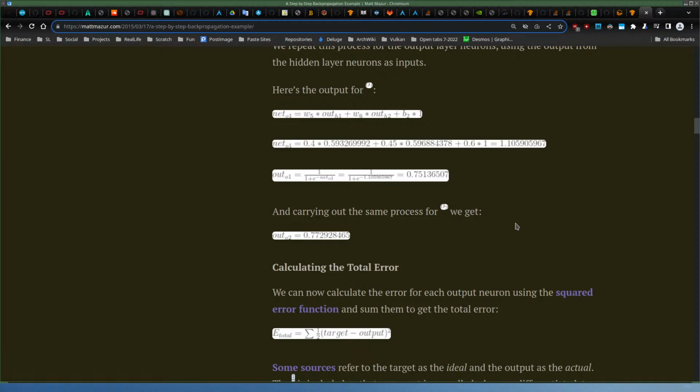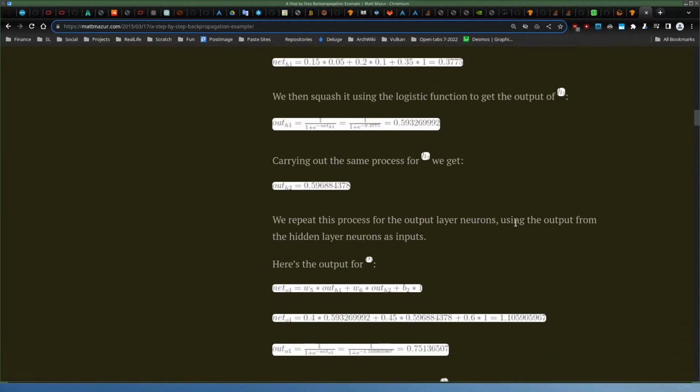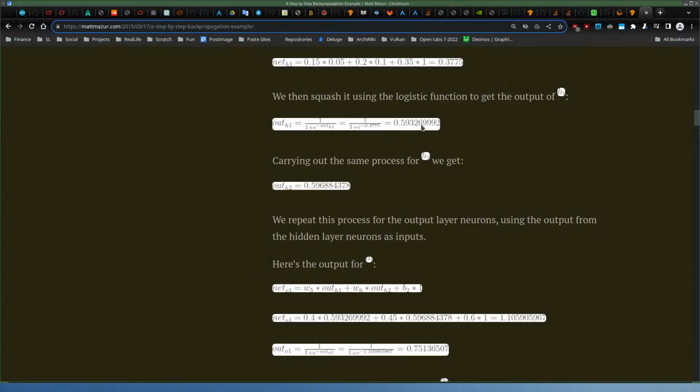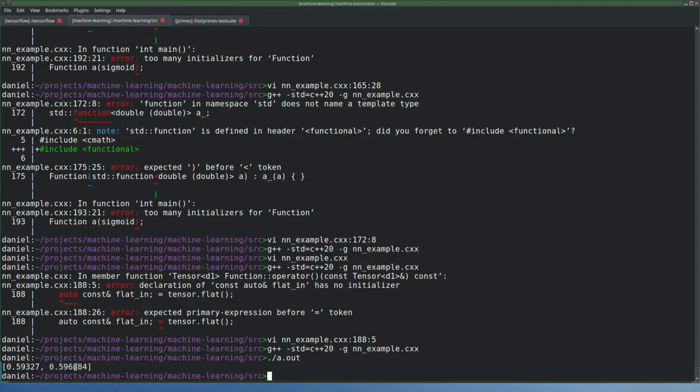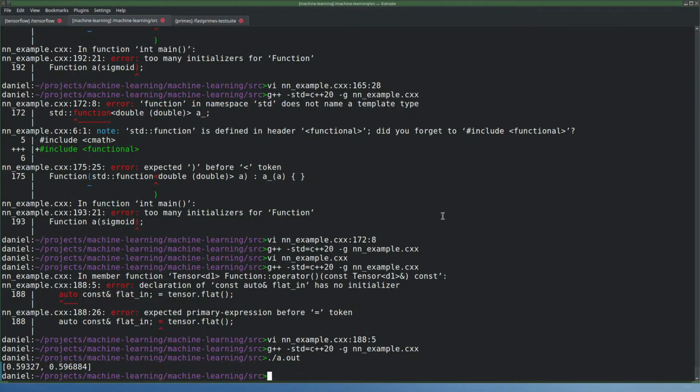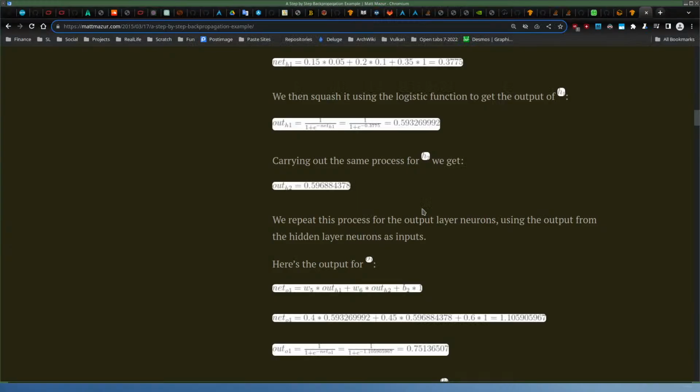The values should be, I think this one, yeah, 0.59326992, 59327, it's good enough. And the other one is 0.59688, 0.59688. Yep. It is working. Next step.